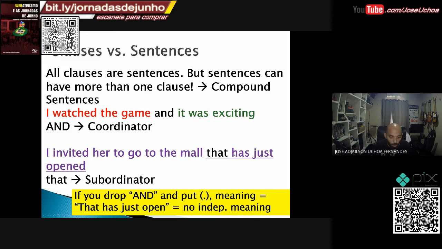That has just opened. Quem? The mall. The mall that has just opened. Okay? The mall has just opened. Então, ele está se referindo a algo que está na oração anterior. E aí, aqui a gente tem um caso de dependência de uma oração da outra, porque uma delas não possui sujeito, esse sujeito é tomado como garantido da oração anterior. Ok? Ficou claro o que eu quis dizer por subordinação?